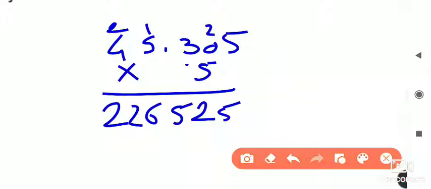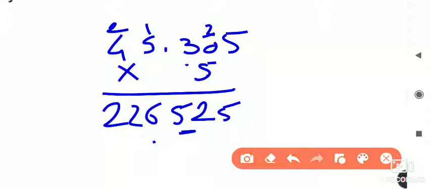Okay. What I had done here: 5 5s are 25, 2 carry. Then 5 0s are 0 plus 2, 2. 5 3s are 15, 5 is here, 1 carry. 5 5s are 25 plus 1, 26, 6 right here, 2 carry. 5 4s are 20, and 20 plus 2 is equal to 22.